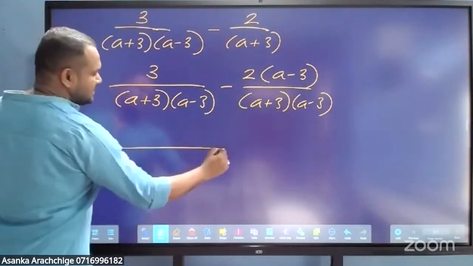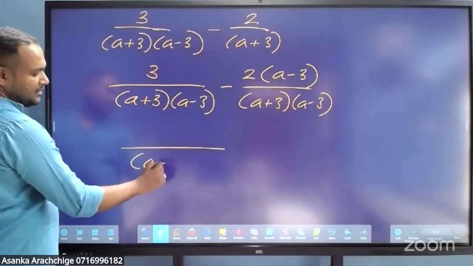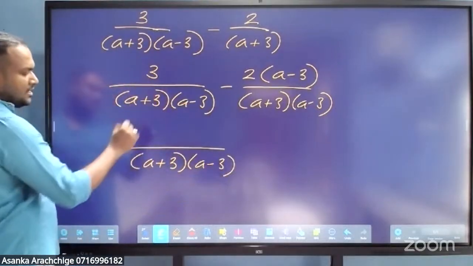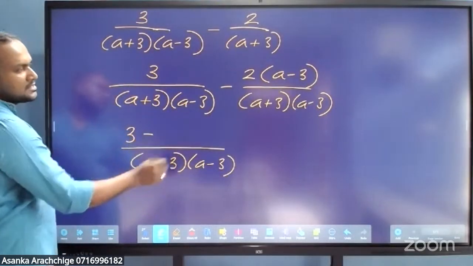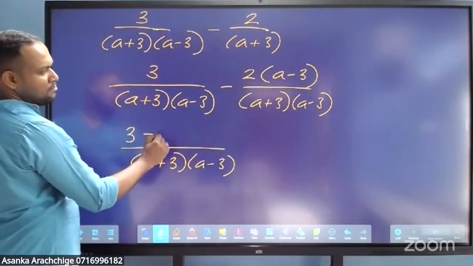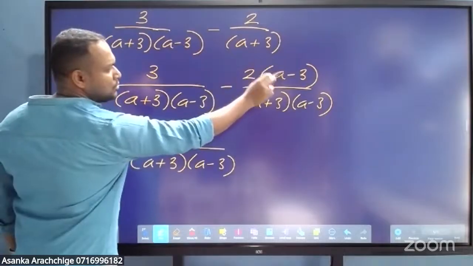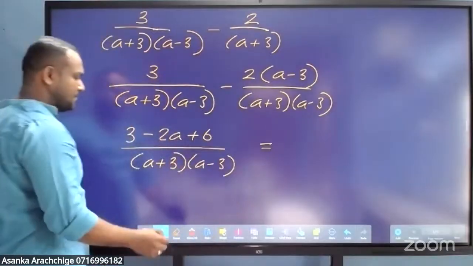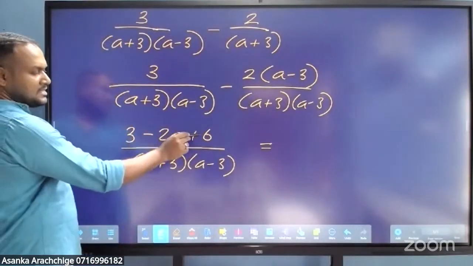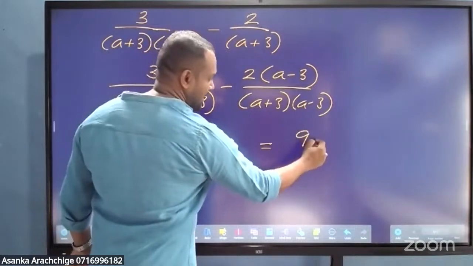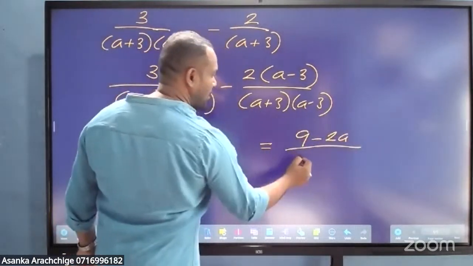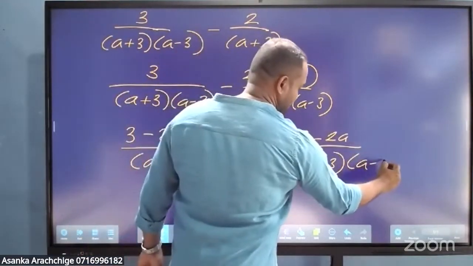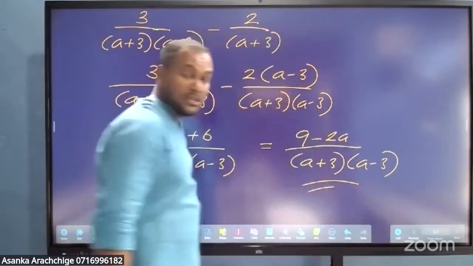Now you can take a single denominator like this: a plus 3, a minus 3. Here 3, minus, minus 2 times a, minus 2a, minus 2 times minus 3, plus 6. Then the final step, 3 plus 6 is 9. 9 minus 2a upon a plus 3, a minus 3. Tell me whether your answer is correct or not.